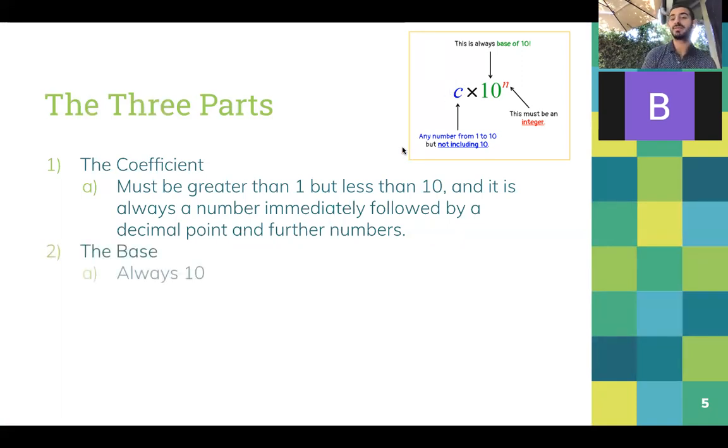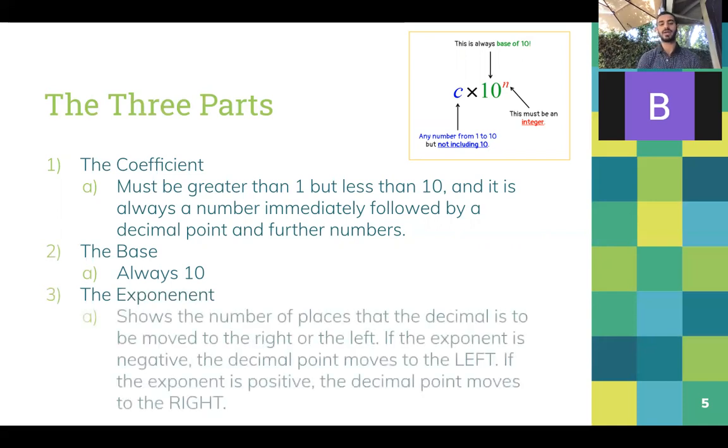Next, we have the base. The base is always 10. And this gives us the ability to round pretty easily and move our decimal pretty easily because we're multiplying it by 10 a certain amount of times, depending on how big the number is. And then finally, we have the exponent. This shows the number of places that the decimal is to be moved to the right or to the left. So if the exponent is negative, the decimal moves to the left. If the exponent is positive, the decimal moves to the right.